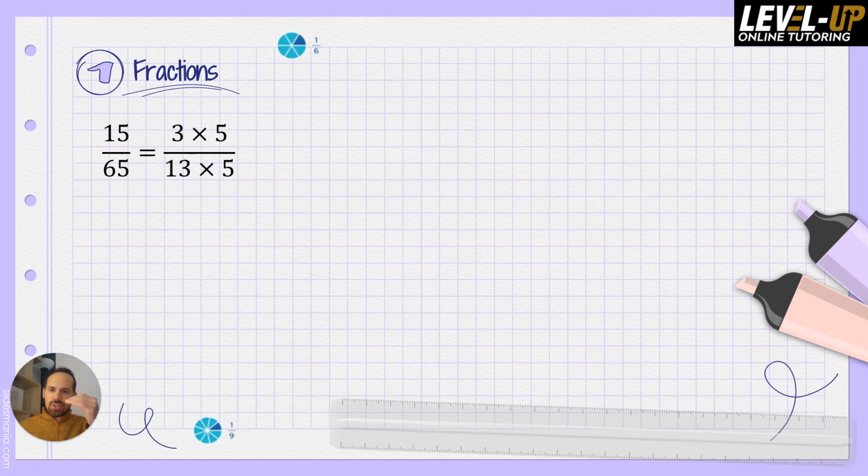And like I said, this is a division. It's 5 divided by 5 you essentially have going on there, which is 1. And times by 1 doesn't do anything. So we can cancel that out and we just get what's left over, which is the 3 over 13. And so that's simplifying the fraction because we're making the numbers smaller.